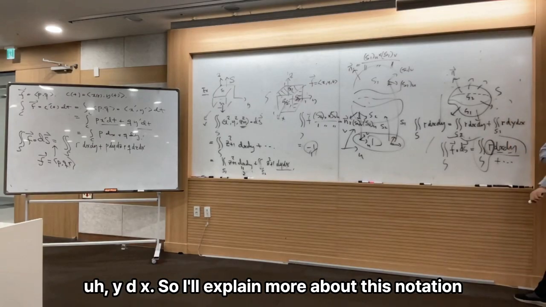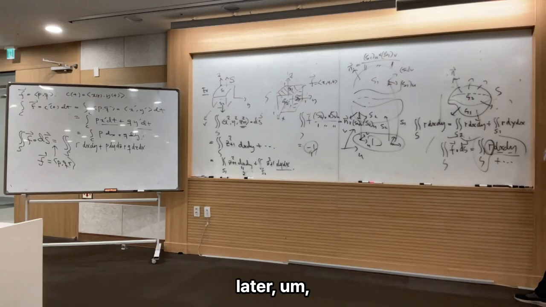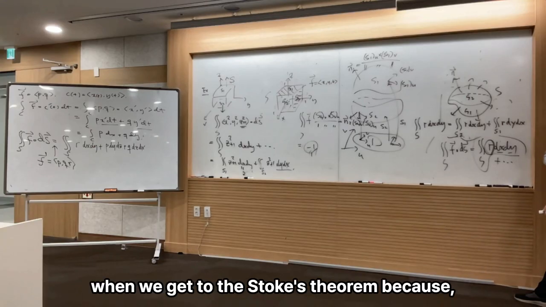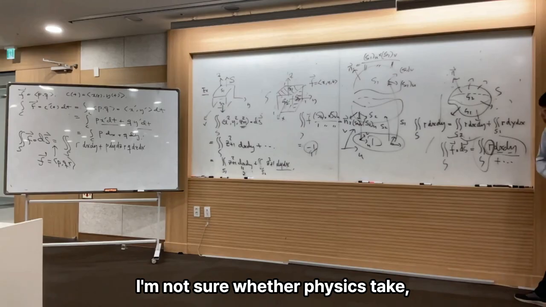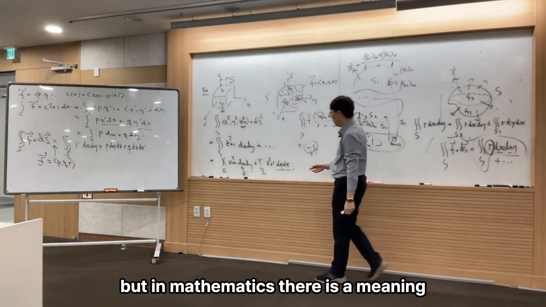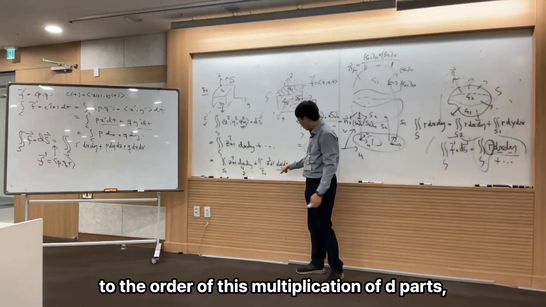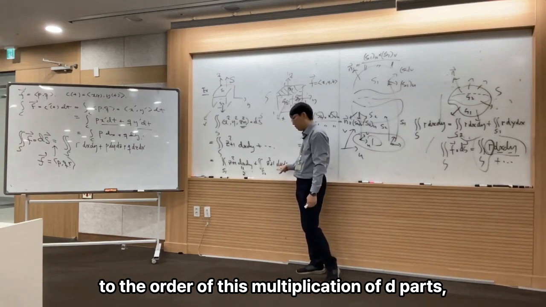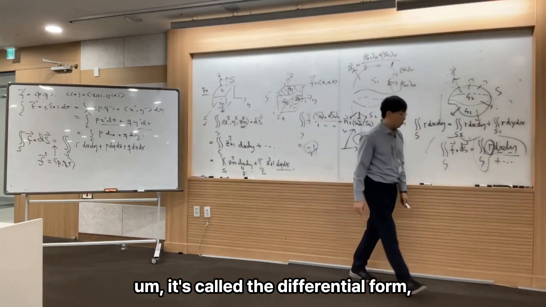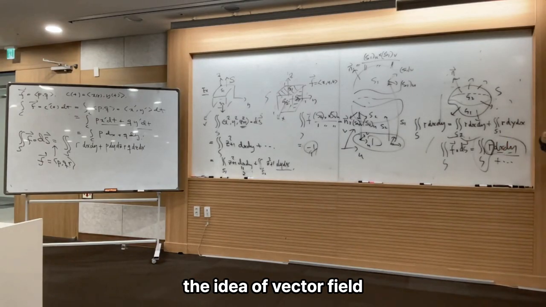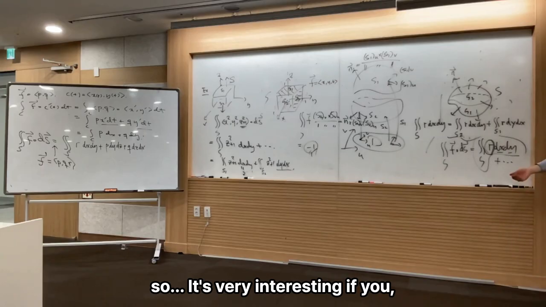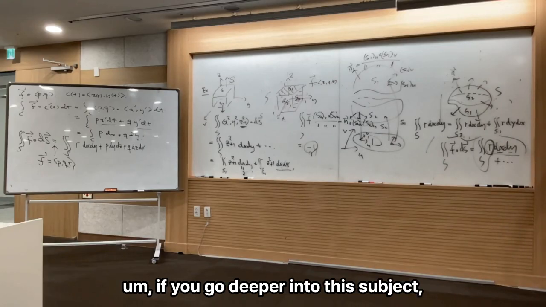I'll explain more about this notation later when we get to Stokes' theorem, because in physics, I'm not sure whether physics takes this notation seriously, but in mathematics there is a meaning to the order of this multiplication of d parts. It's called the differential form, and you can extend the idea of a vector field to the meaning of a form. It's very interesting if you go deeper into this subject.